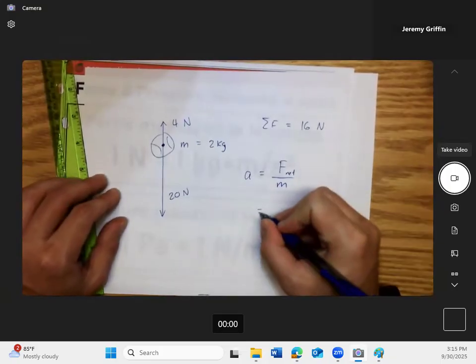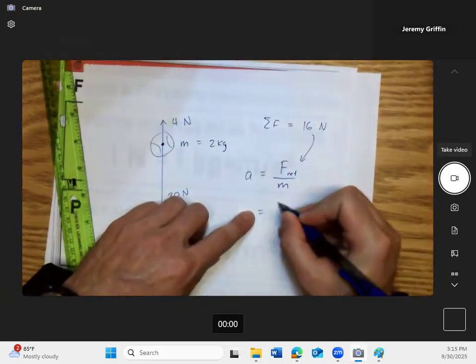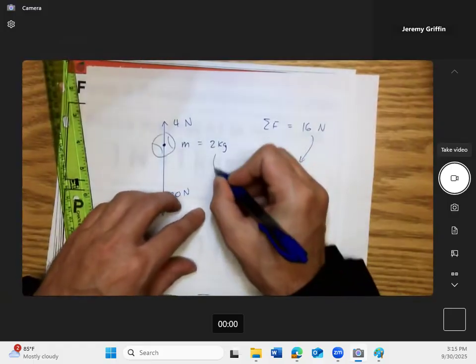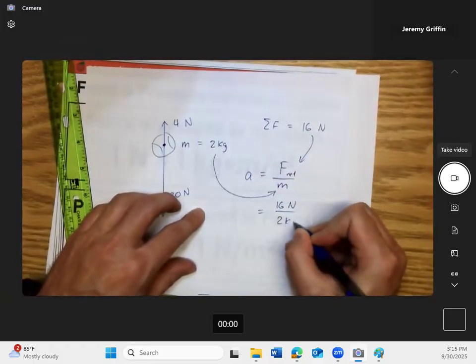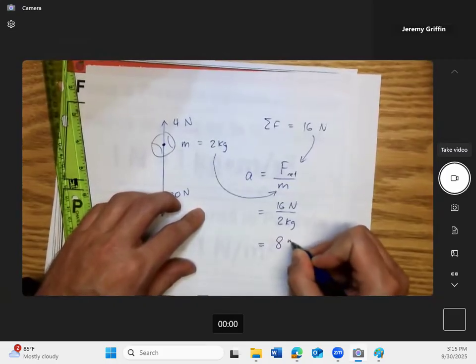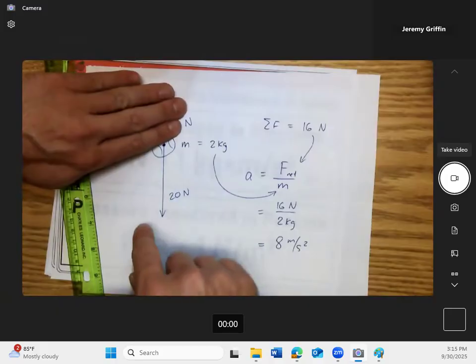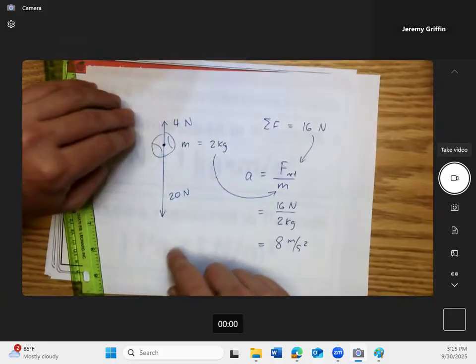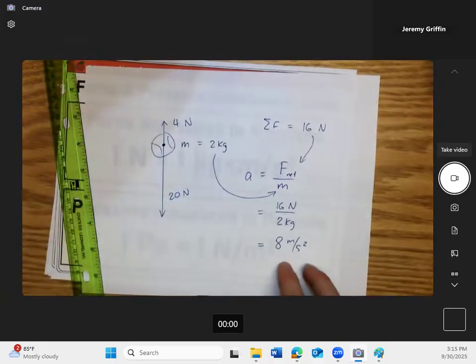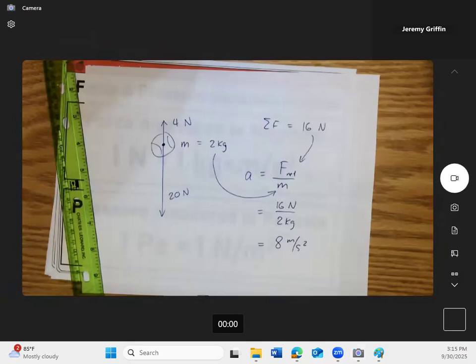Because it's 16 newtons on 2 kilograms, that's 8 meters per second squared. Remember, if there was no air drag, this would be accelerating at 10 meters per second squared. But now because there's air drag, it's got to be less than 10. So it's still accelerating, still picking up speed, but the air drag is continuing to increase also. But at that particular snapshot, that's what that looks like.